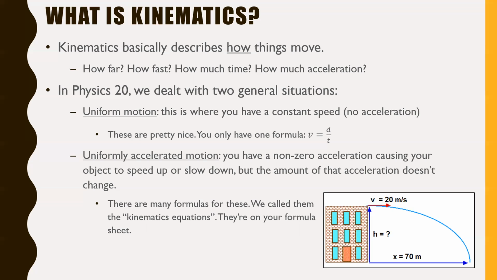But in terms of uniformly accelerated motion, where you have a constant acceleration, there are many formulas for these. There's like six or so of them, I think. These are all on your formula sheet. We call them the kinematics equations. They're up in the top left-hand corner of our formula sheet, at least the one we're using at this time. So you just use them, right? You make a data bank, you say, what do I have? What am I looking for? And then you go to town, right? Anyway, we'll get to that in a bit.